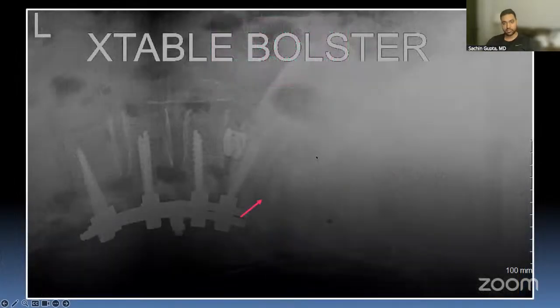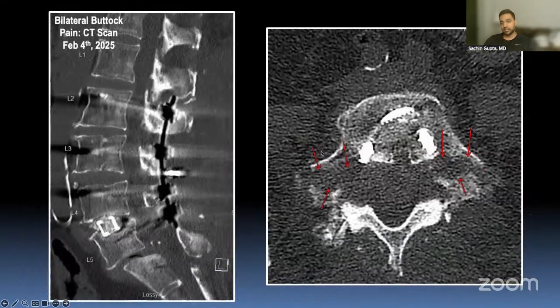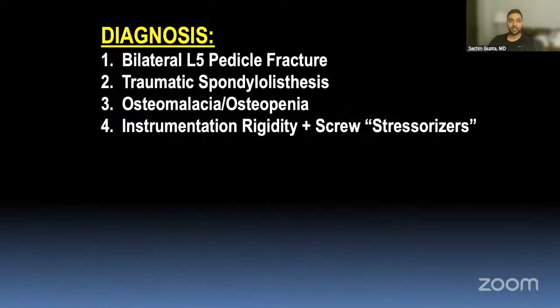This is a bolster film showing that she reduces quite a bit. And then this CT, the axial cut, really gives you a clue, as she has these bilateral pedicle fractures. Unfortunately, it is related to her bone quality, and her screws have completely lost purchase at that level, and the result is her traumatic spondylolisthesis. So just to formulate everything, she has bilateral L5 pedicle fractures, traumatic spondylolisthesis at L5-S1, in addition to osteoporosis. And part of the question is whether this is related to a stress riser at that L5 level.